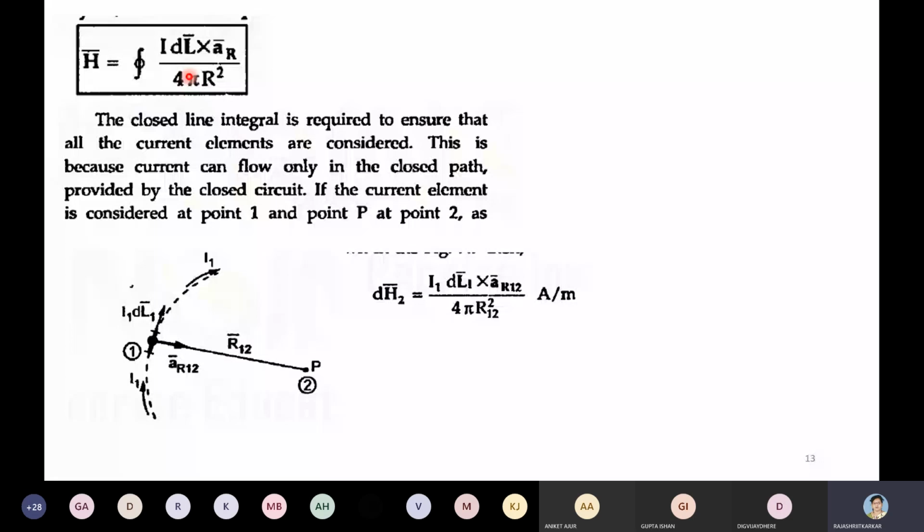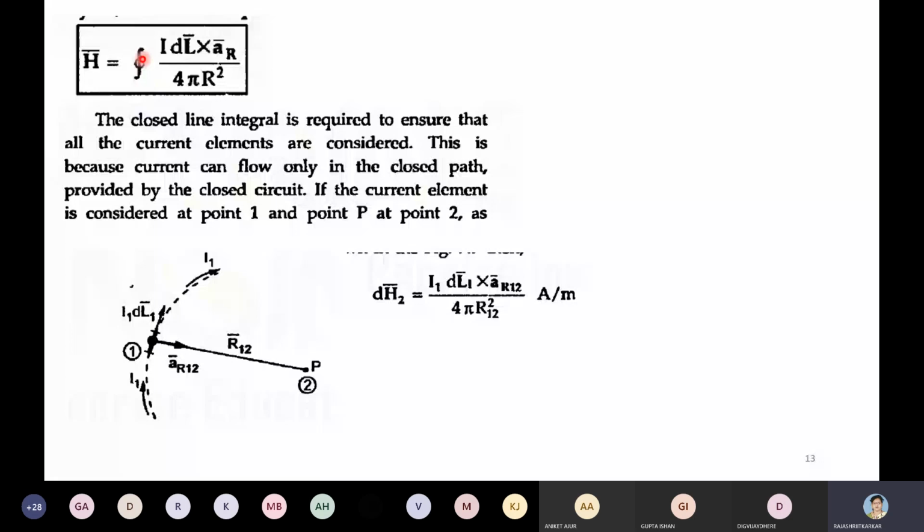What I have used for the integration sign is nothing but a closed loop. So this is a closed integral. What does the closed integral indicate? That there is a flow of current, and the flow of current is always in a closed path. Hence we consider that current is flowing in a closed element, and you do remember that when we integrate, it has to be over the closed area which has been assumed.